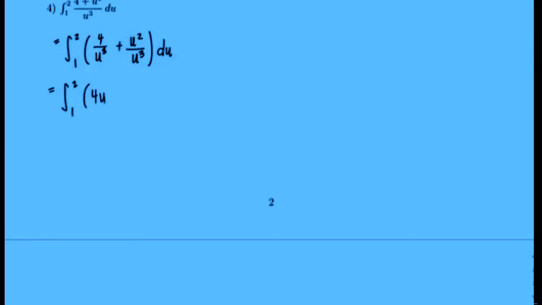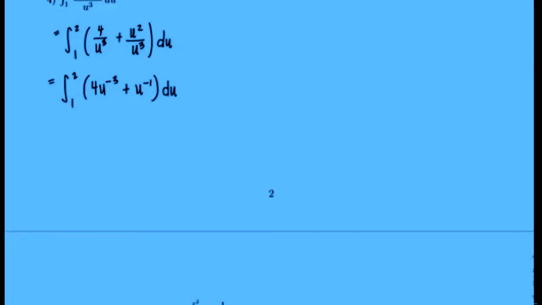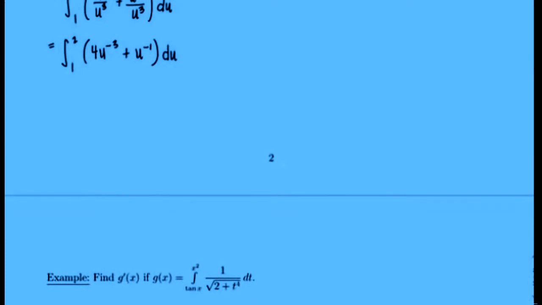So this is u to the negative third plus 1 over u, which is u to the negative first, or you can leave it as 1 over u, right? Perhaps you were thinking ahead. All right, I don't write the integral sign anymore. It is time to anti-differentiate.